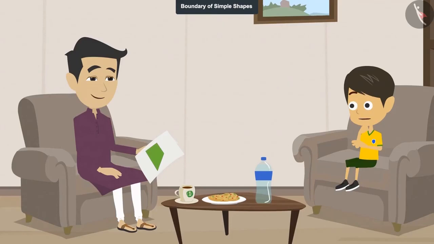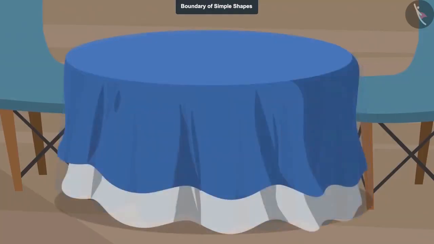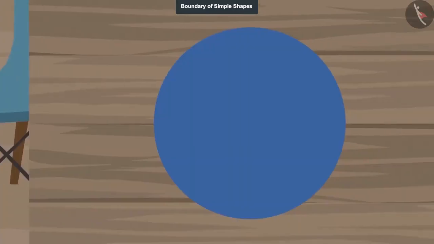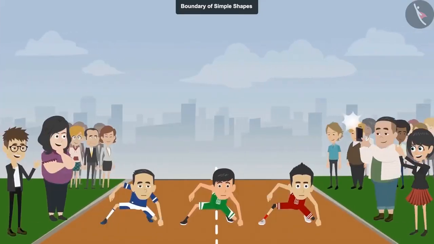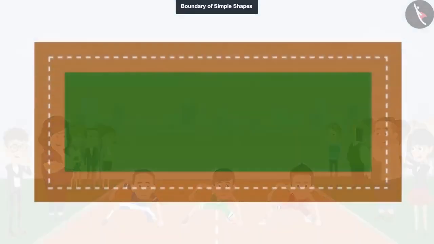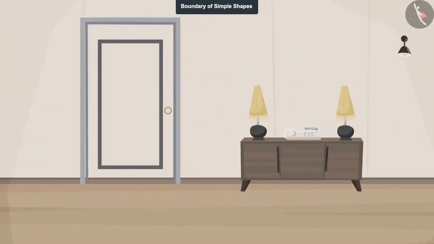What similar tasks could be there where the length of the boundary needs to be measured? Measuring a boundary is required for many things. For example, if lace is to be fixed around the tablecloth, then we have to measure the boundary of the tablecloth. In the racetrack, it is necessary to measure the boundary of the track when there is a race of vehicles or people. A special kind of wooden frame is also put around the door. For that, it is necessary to measure the boundary.